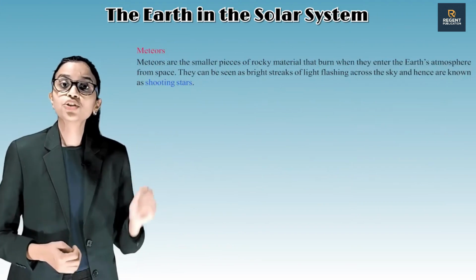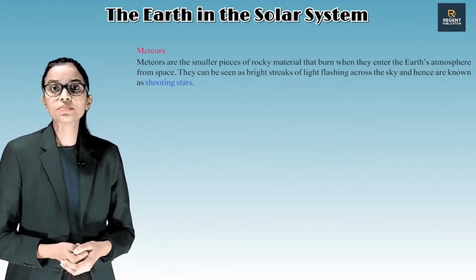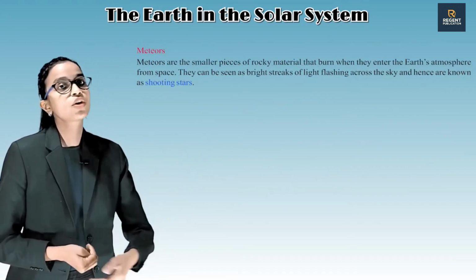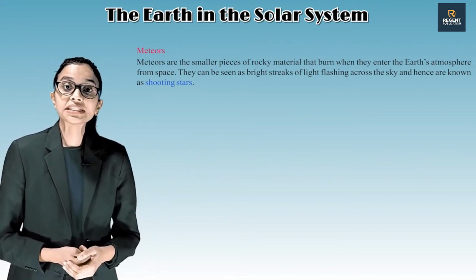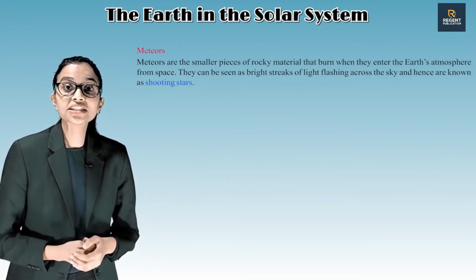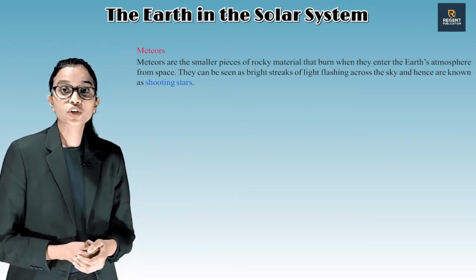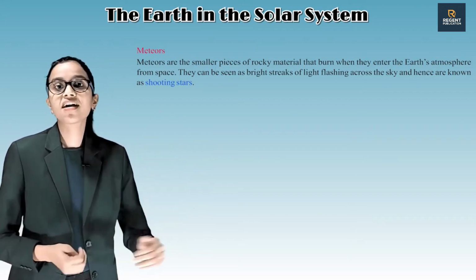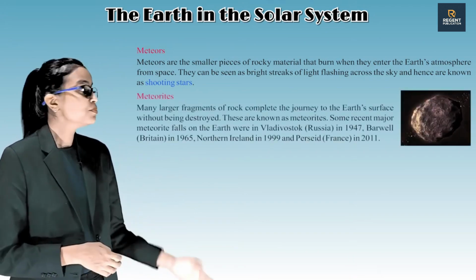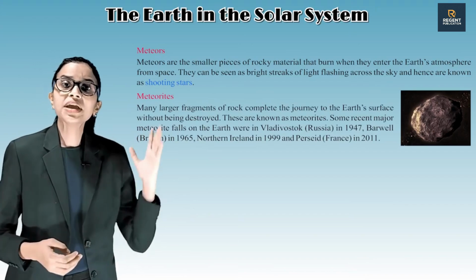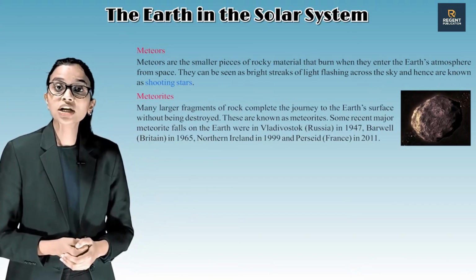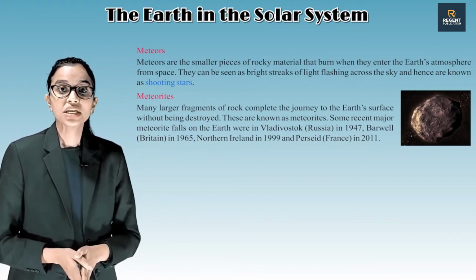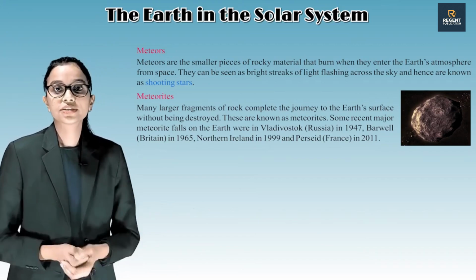Meteors. Meteors are the smaller pieces of rocky material that burn when they enter the Earth's atmosphere from space. They can be seen as bright streaks of light flashing across the sky and hence are known as shooting stars. Meteorites. Many larger fragments of rock complete the journey to the Earth's surface without being destroyed. These are known as meteorites.